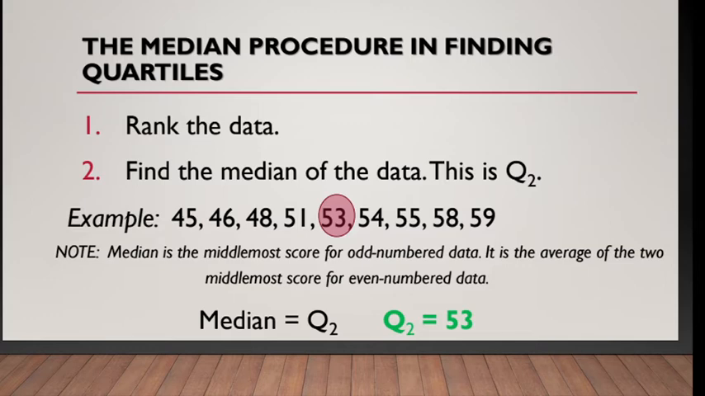From the given example, since the data has an odd number of values, the middlemost score would automatically be the value of the second quartile, which is the median. If the data has an even number of values, find the average of the two middle scores, which will become the value of the second quartile. After finding the second quartile, we shall proceed to the next step. Next slide, please.